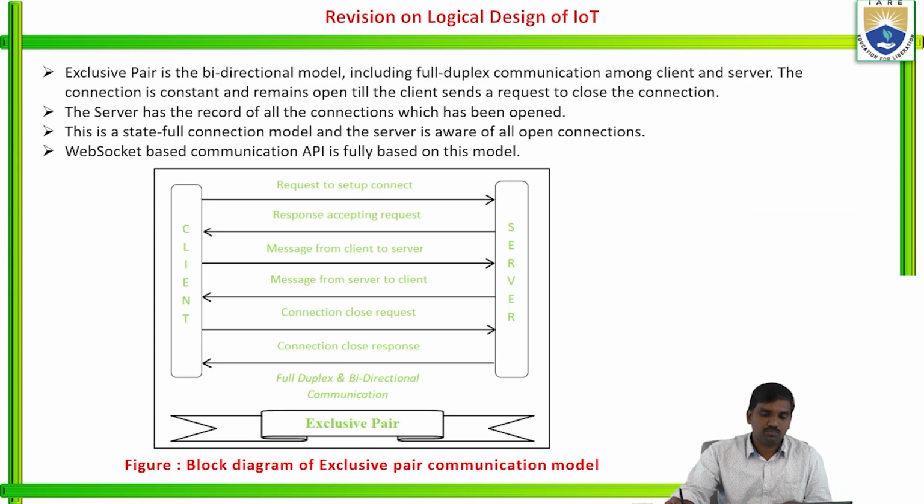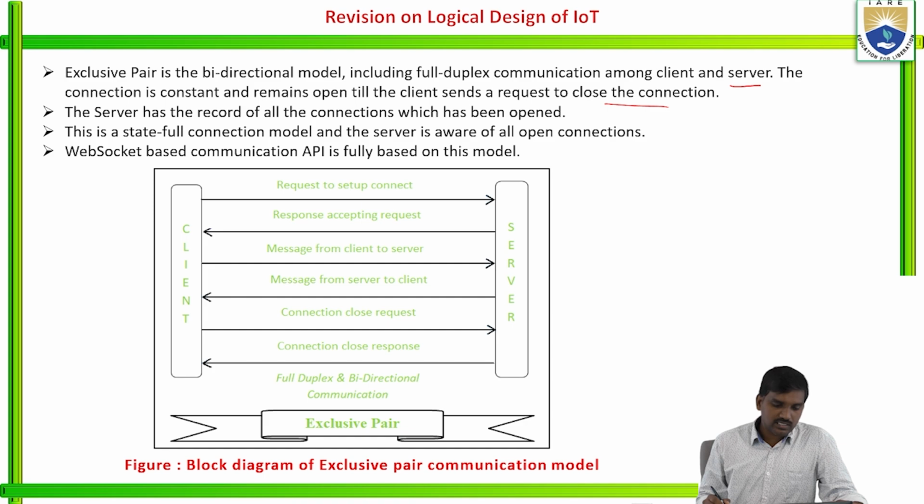To elaborate on these points, exclusive pair is the bidirectional model including full duplex communication between client and server. The connection is constant and remains open until the client sends a request to close the connection. So it is just waiting. First comes the request to set up the connection, and this continues up to the connection close response.